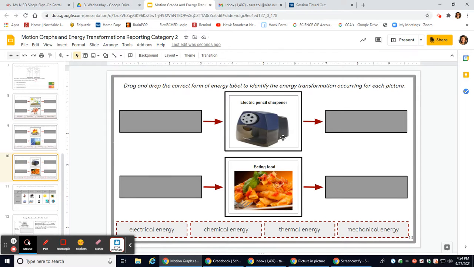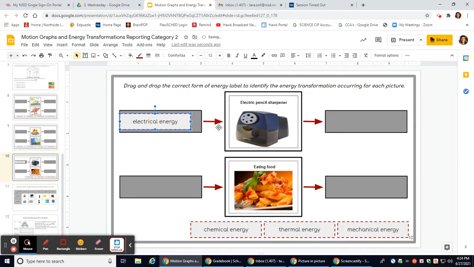Okay, here we have a pencil sharpener. So it's an electrical pencil sharpener. So we need electrical energy because we're plugging it into the electrical socket. And then that's going to move. So that's going to be mechanical energy to sharpen our pencil.